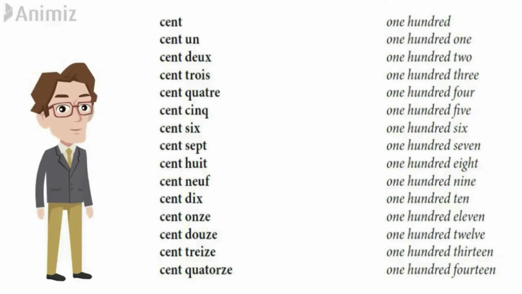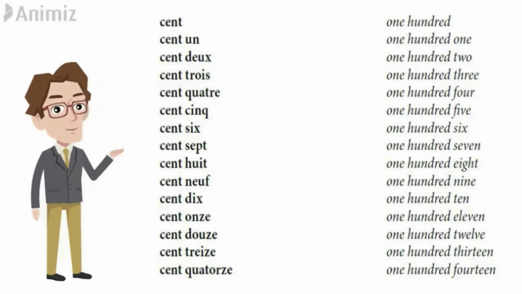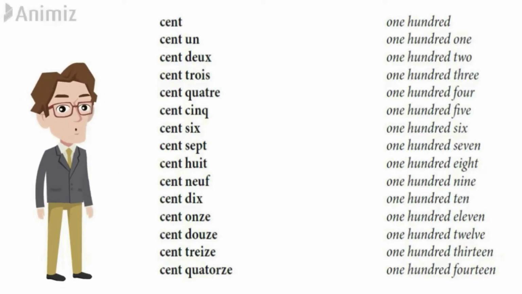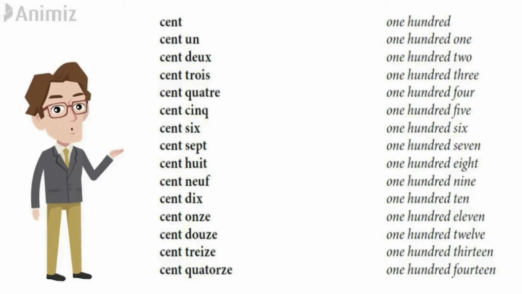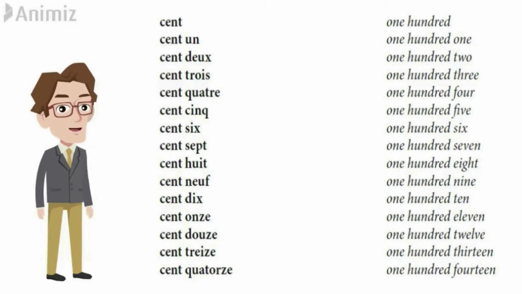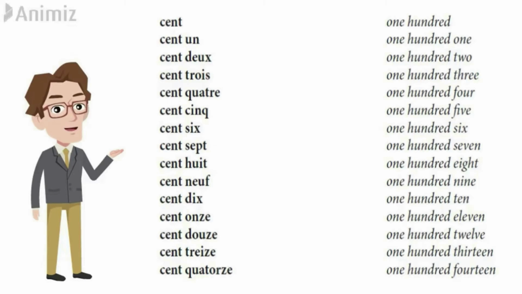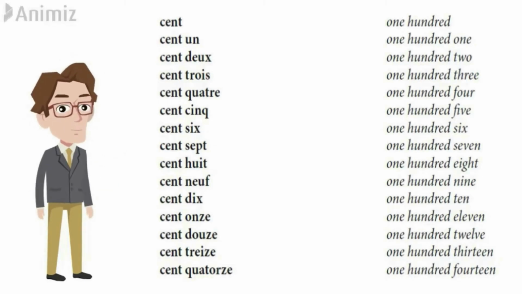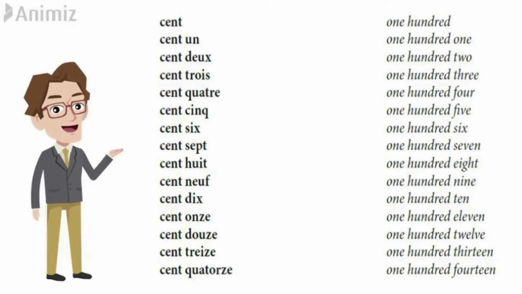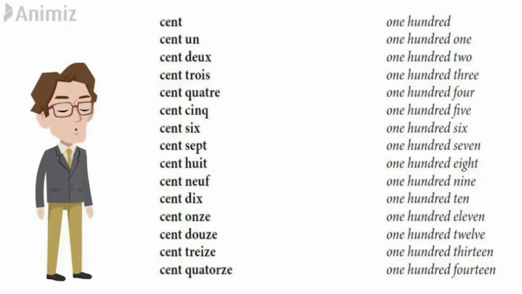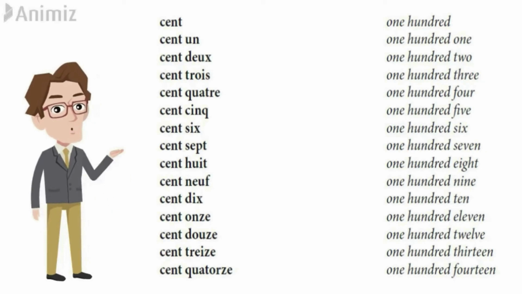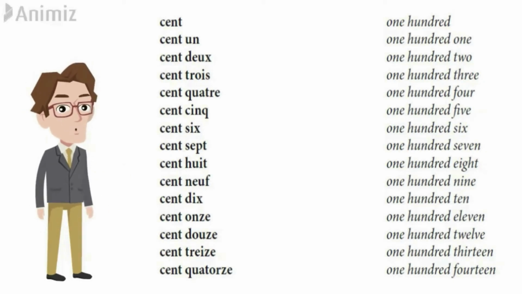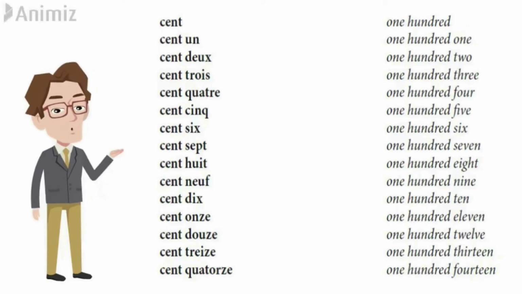Cent, cent un, cent deux, cent trois, cent quatre, cent cinq, cent six, cent sept, cent huit, cent neuf, cent dix, cent onze, cent douze, cent treize, cent quatorze. Again, cent un, cent deux, cent trois, cent quatre, cent cinq, cent six, cent sept, cent huit, cent neuf, cent dix, cent onze, cent douze, cent treize, and cent quatorze. So I think it's very simple, you can learn it very fast. Okay, so now for next.